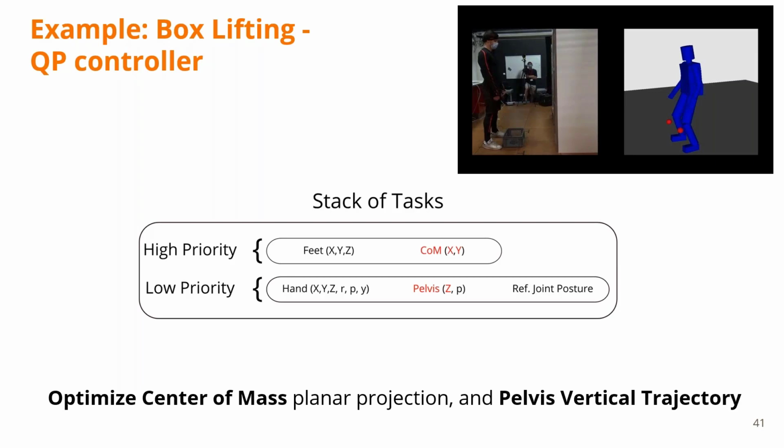Here, as for the control of our DHM, the stack of tasks include higher priority tasks for the feet to ensure double support of the model, a task for the center of mass for the model movement and balance, and lower priority tasks for the hands, pelvis, and postural tasks. The trajectories we chose to optimize are highlighted in red in the slide, namely for the center of mass planar projection and the pelvis vertical trajectory.